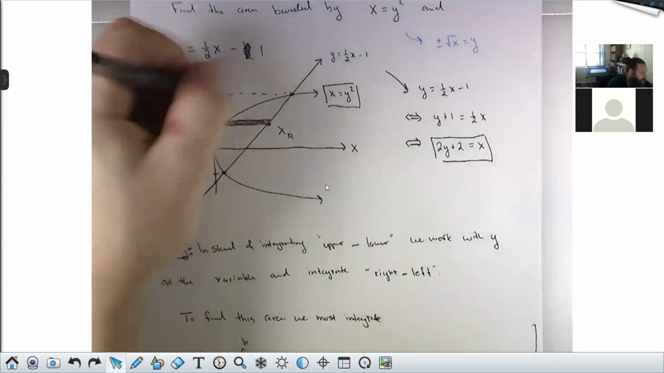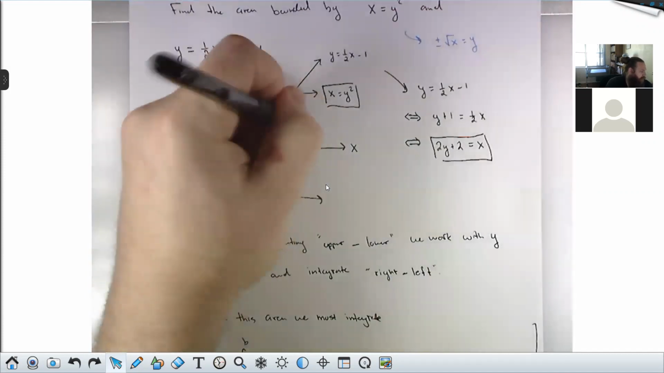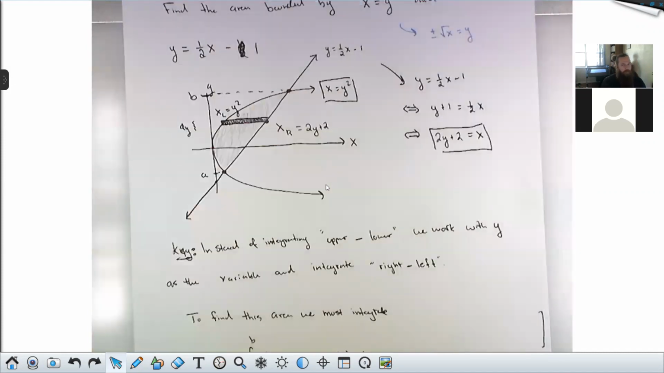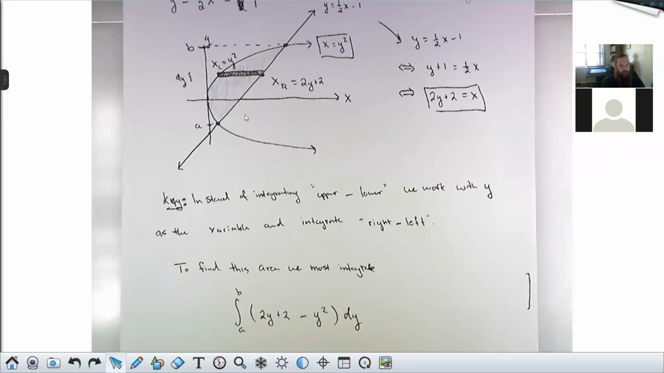Just to be clear here, xL, the left curve, is y squared. xR, the right curve, is 2y plus 2. So we integrate the right function minus the left function. That's where this came from.